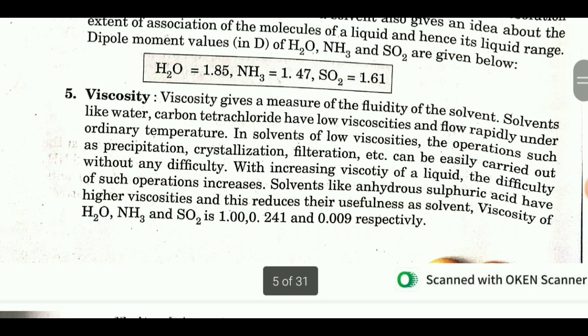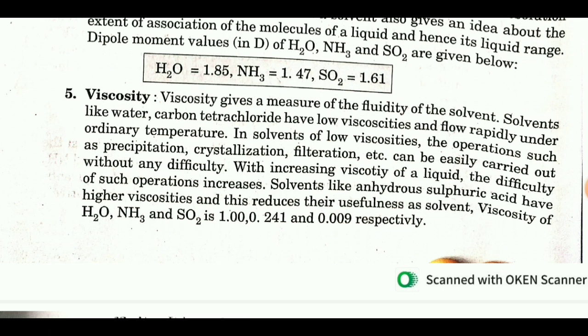Fifth, viscosity. Viscosity gives a measure of the fluidity of the solvent. Solvents like water and carbon tetrachloride have low viscosities and flow rapidly under ordinary temperatures. In solvents of low viscosity, operations such as precipitation, crystallization, filtration, etc. can be easily carried out without any difficulty. With increasing viscosity of a liquid, the difficulty of such operations increases. Solvents like anhydrous sulfuric acid have higher viscosities, and this reduces their usefulness as solvents.